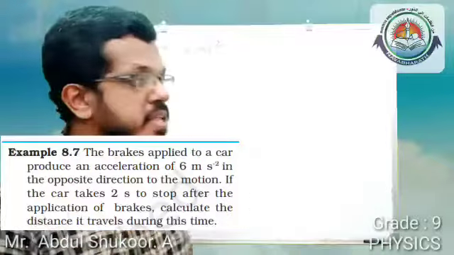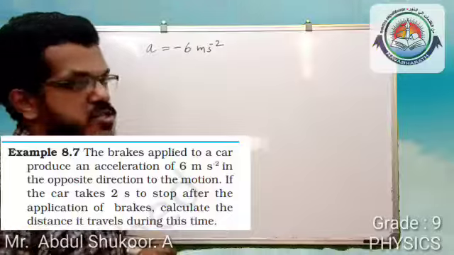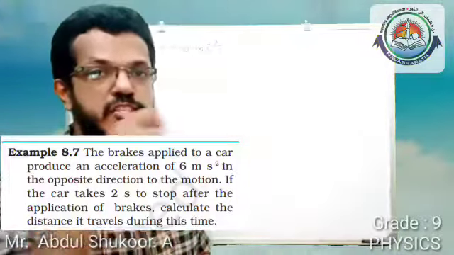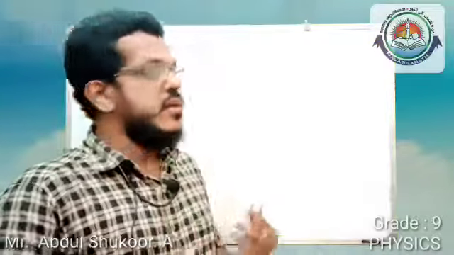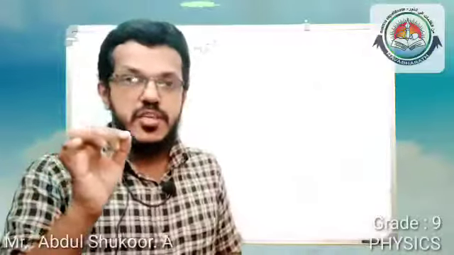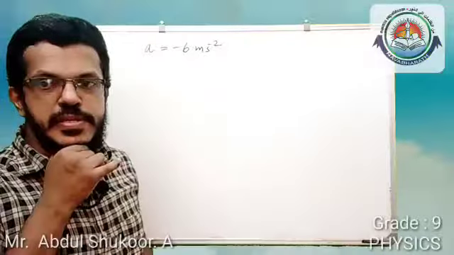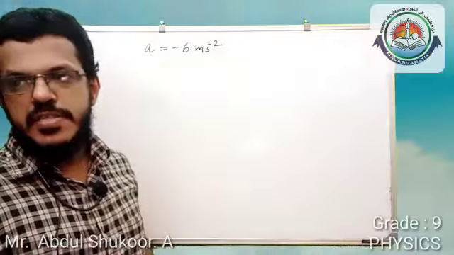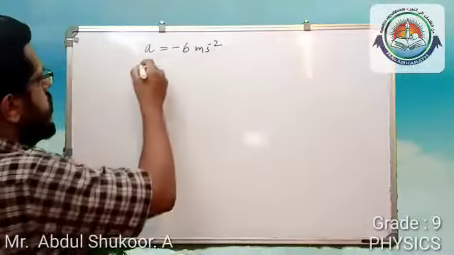That's why we take the minus value for acceleration, that is minus 6 meter per second square, because here acceleration is produced in the opposite direction of the motion. Force is applied in the opposite direction of the motion. That's why acceleration is taken as minus value. A is equal to minus 6 meter per second square. Then another value is given in the question. Time is given. T is 2 seconds.